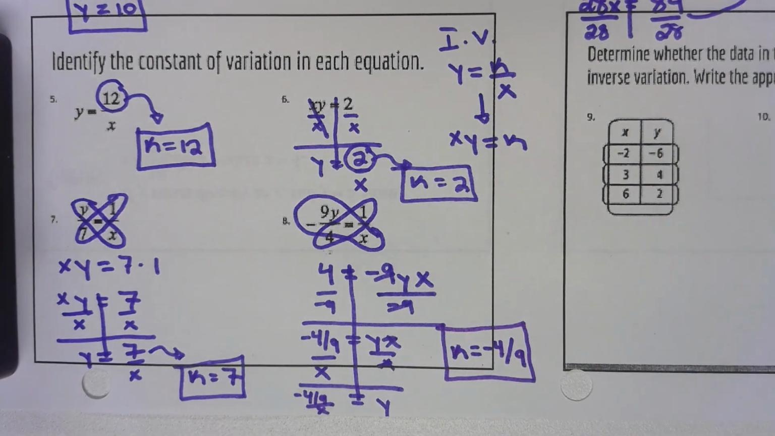So our value of k here is the fraction of negative 4/9. Okay, so a little bit trickier with that value being a fraction. The process is still almost the exact same.